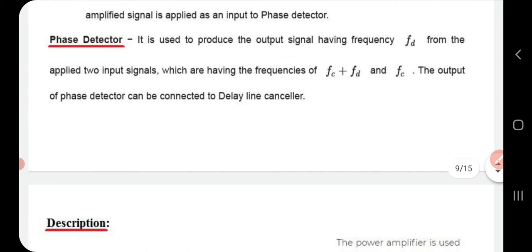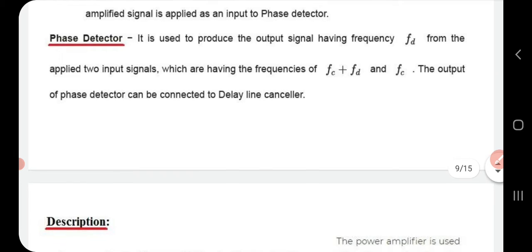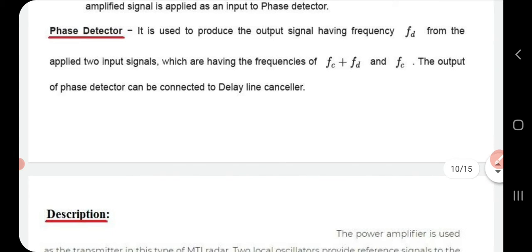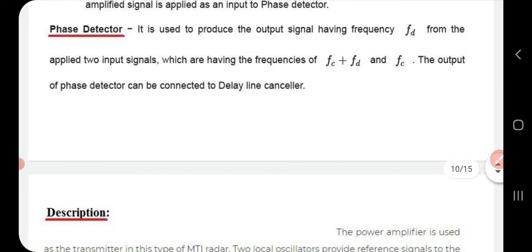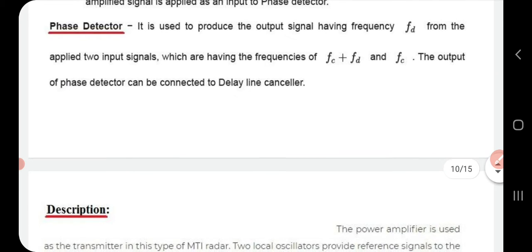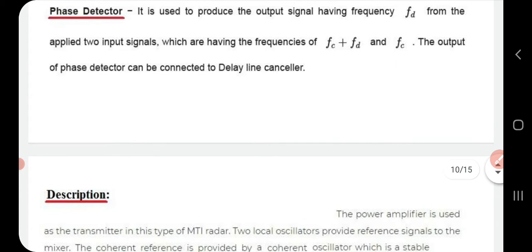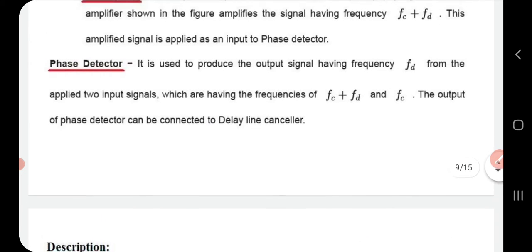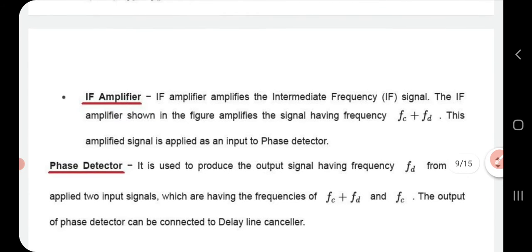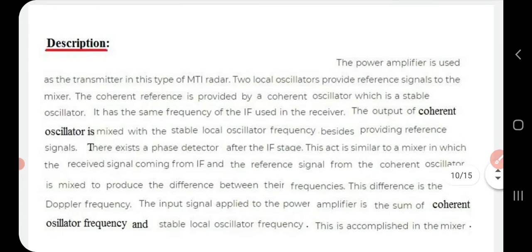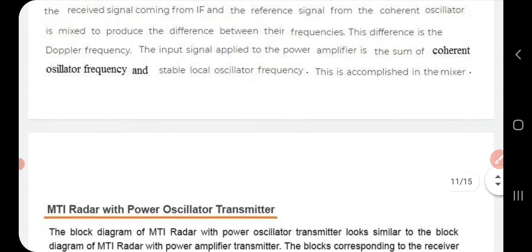Finally, the phase detector is used to produce the output signal having frequency Fd from the two applied input signals with frequency Fc plus Fd and Fc. These are the two input signals. The output of the phase detector is connected to the delay line canceller. So this is the function of each of the blocks described in the block diagram. Now this is the working.